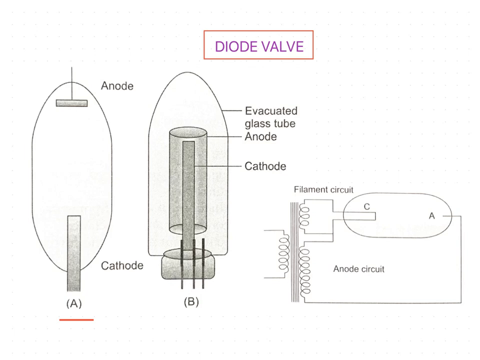Okay, so this is the diode valve. This is the simplest form of thermionic valve, and it contains two electrodes. Here this one is one electrode and the second is the other electrode, and it also contains a filament. So it contains two electrodes, the filament and the plate, which are enclosed in an evacuated glass tube.